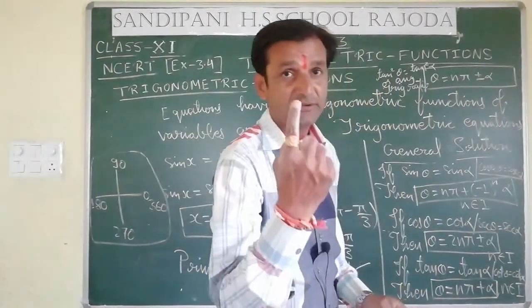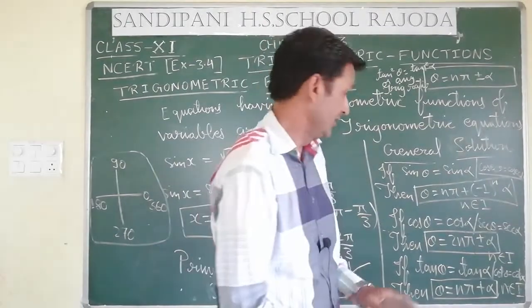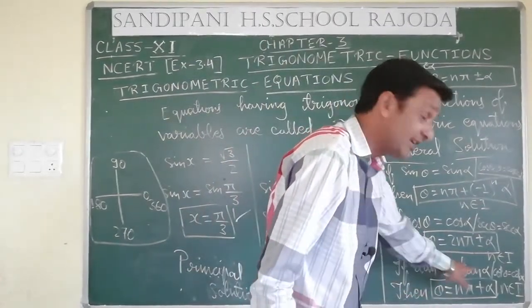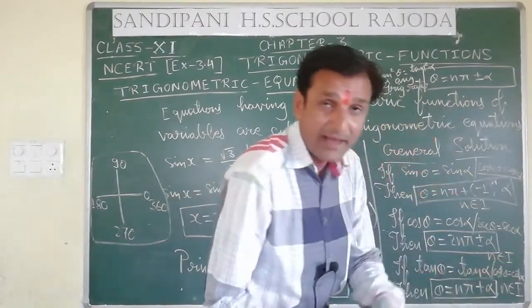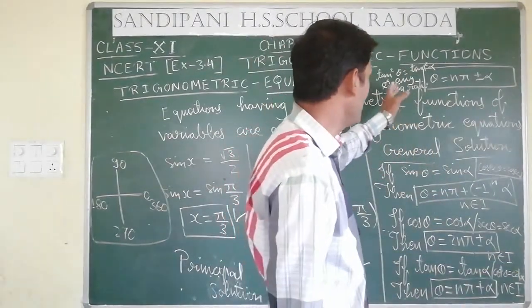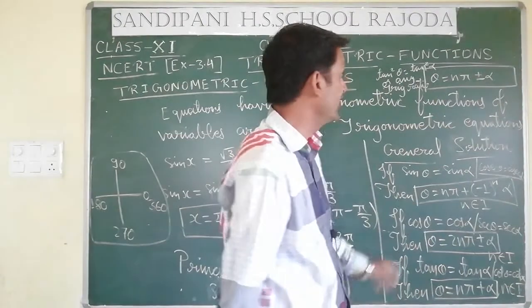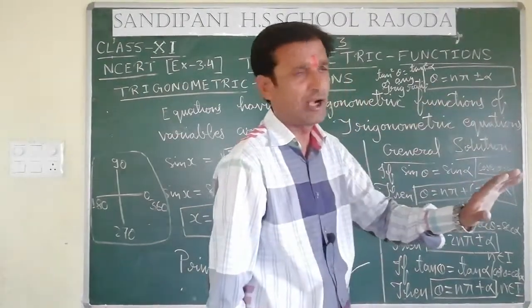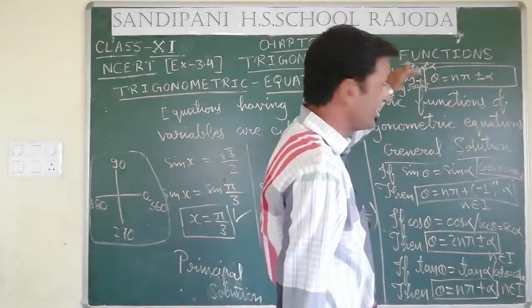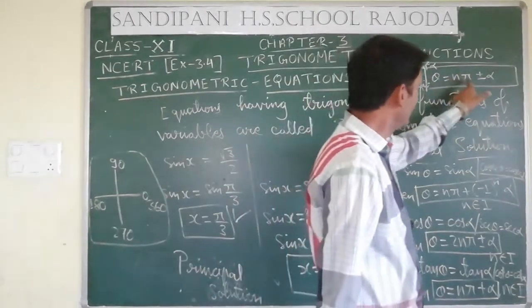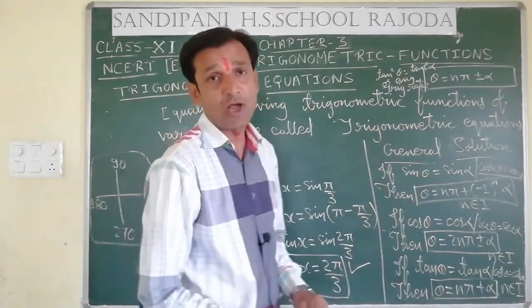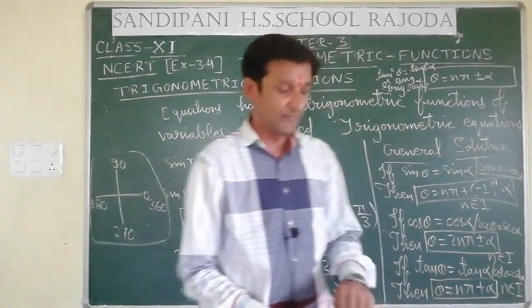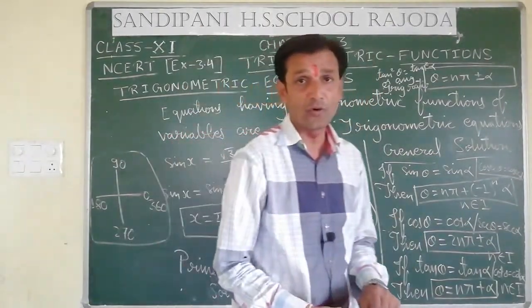Remember one thing, which type of mistake occurs here. In case of tan theta is equal to tan alpha, the formula is theta is equal to n pi plus alpha. Minus is not there. But in case of the square of a trigonometric ratio, for every trigonometric ratio, if it is in square form, then the applicable formula will be theta is equal to n pi plus minus alpha. So now we may proceed with our exercise 3.4.